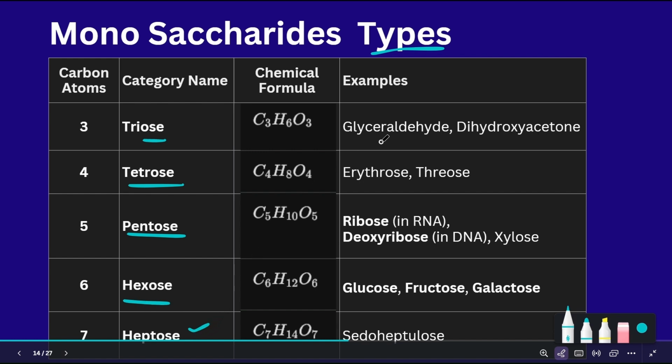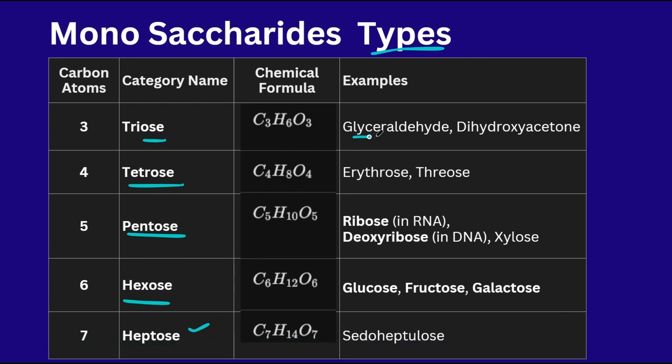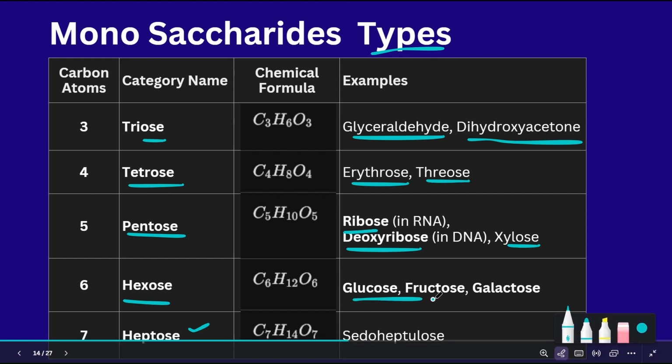The examples of triose are glyceraldehyde and dihydroxyacetone. The examples of tetrose are erythrose and threose. The examples of pentose are ribose or deoxyribose, and xylose. Hexose examples are glucose, fructose and galactose, and the heptose example is pseudoheptose.